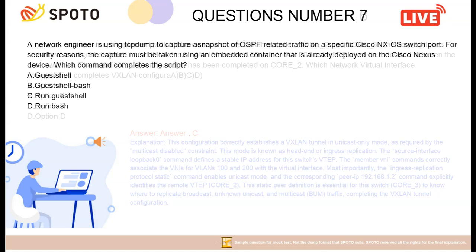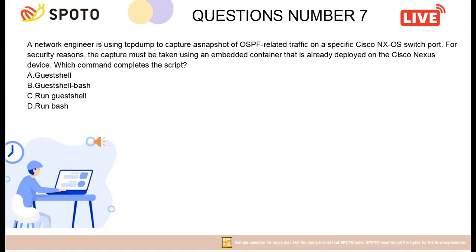Question 7. A network engineer is using tcpdump to capture a snapshot of OSPF-related traffic on a specific Cisco NX-OS switch port. For security reasons, the capture must be taken using an embedded container that is already deployed on the Cisco Nexus device. Which command completes the script? A. guestshell. B. guestshell bash. C. run guestshell. D. run bash. You have 15 seconds to answer.